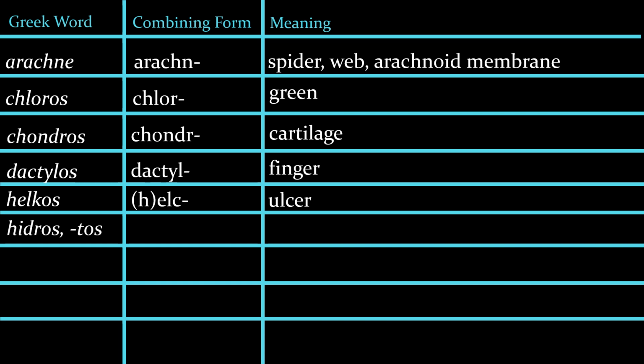Hydros, this is a very, very often confused one. And we have seen it before in one of the early lessons. This is sweat, and even I, many years ago, confused this with hydro, HYDR, which is liquid or water. It's actually water, and sweat kind of resembling water. You can see how these would be confused.